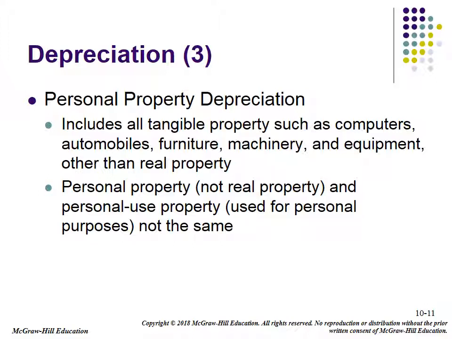So personal property depreciation is our first area. It includes all tangible property such as computers, vehicles, furniture, machinery, equipment, other than real estate, real property. Personal property, not real property, and personal use property are not the same. So there we pointed that out to you. Be careful of that. These are personal property assets from our first bullet point that are used in a business. They are not personal use. If the assets are used by you personally, not in your business, it'll say personal use. So that's how we keep the two separated in taxes.